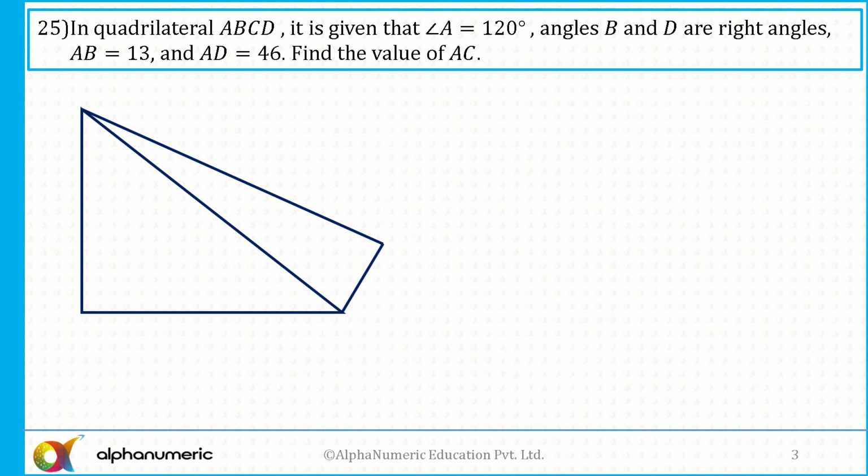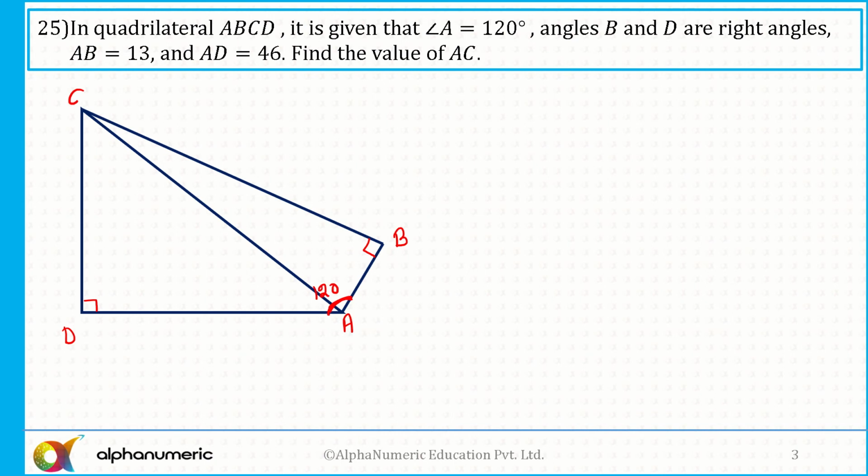Now, another interesting question here. It says there is a quadrilateral ABCD, and it is given that angle A is equal to 120 degrees, and angles B and D are right angles. So I am marking this as angle A, this is B, this is C, and this is D. Angles B and D are 90 degrees, so this angle is 90 degrees and this angle is also 90 degrees. Angle A is equal to 120 degrees, so this entire angle is equal to 120 degrees.